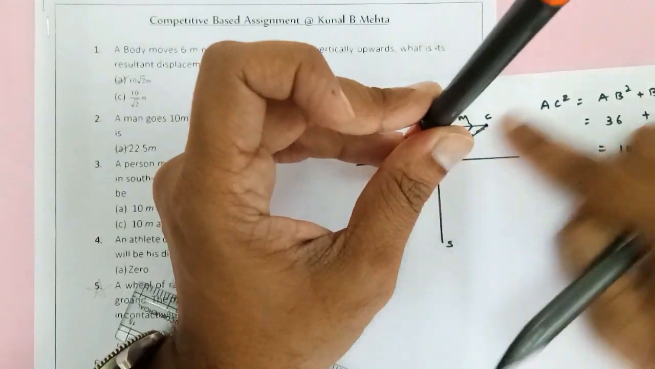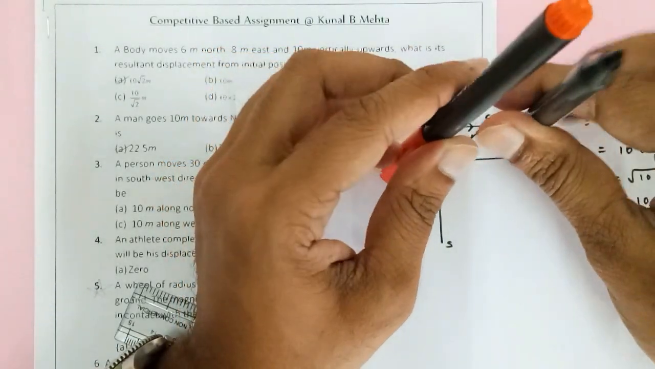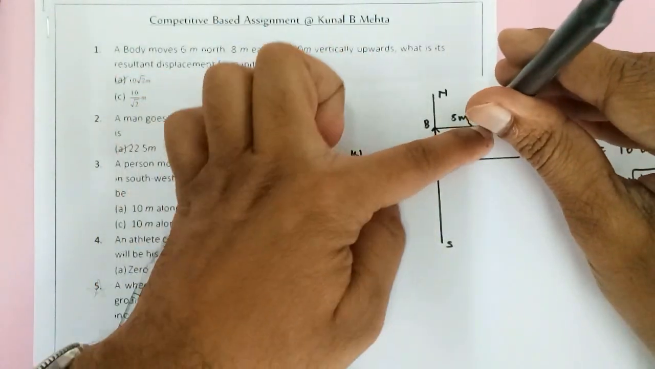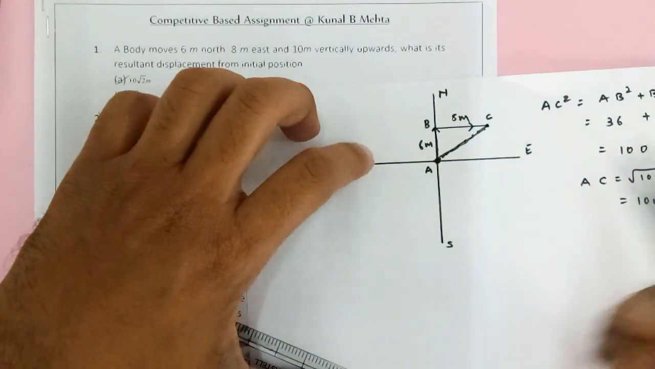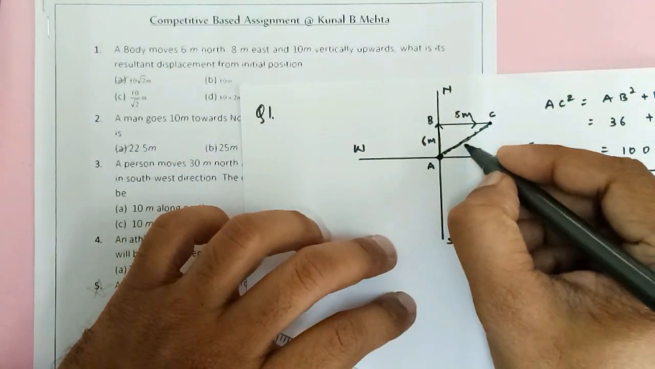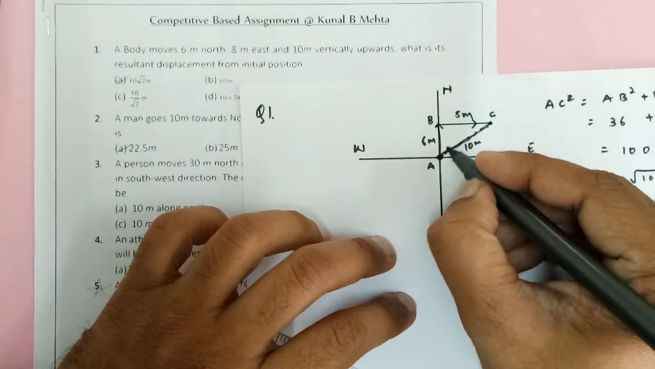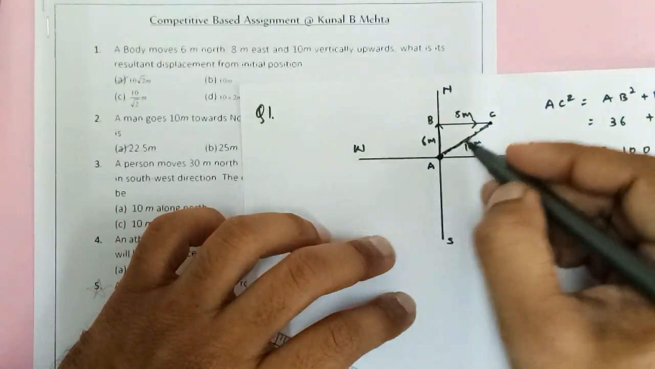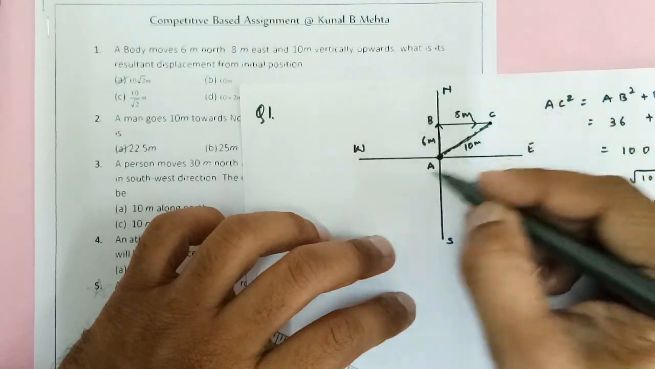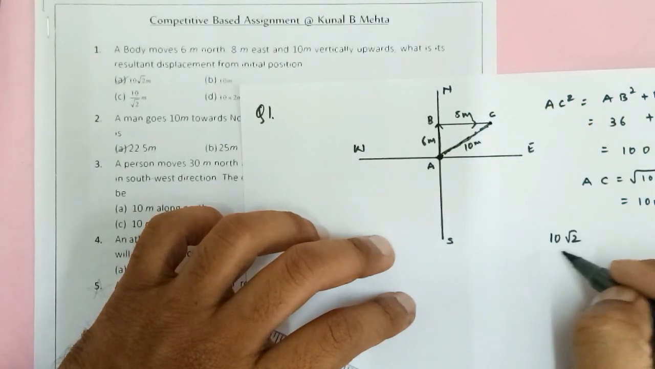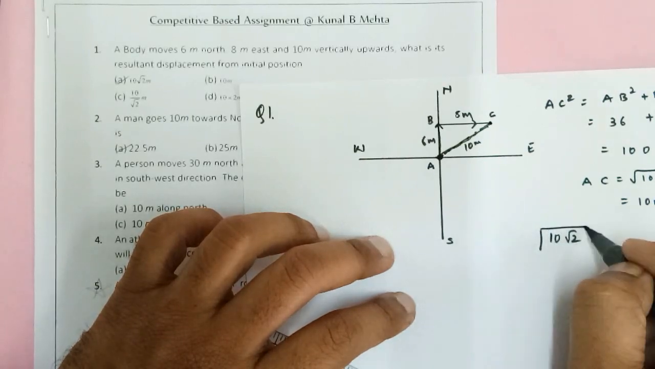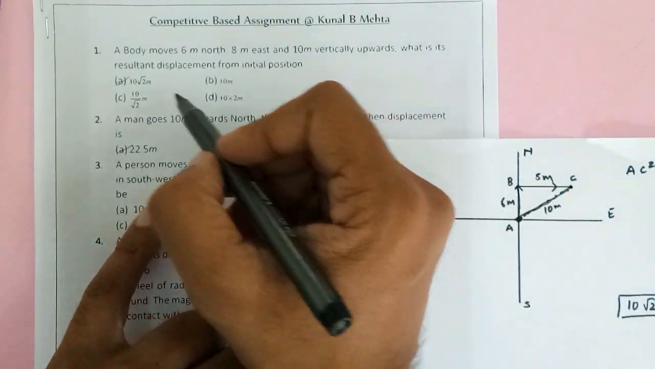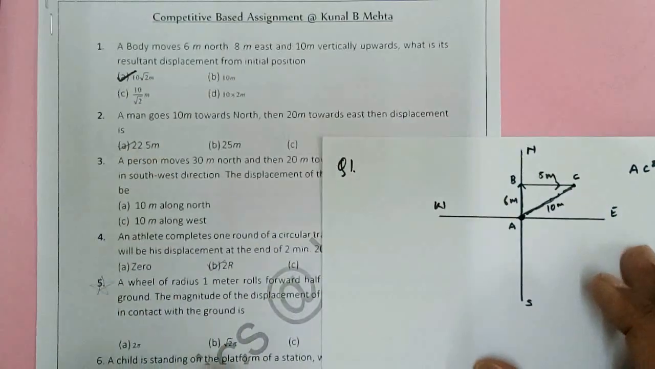So we have already found out the base, we already know about this, so we can easily find out this one. This is 10, this is 10, so this has to be 10 root 2. So again this is 10 meter, this is 10 meters, so final displacement is 10 root 2, because when we have two similar sides of the right angle triangle, the hypotenuse, that is the longest side, would be any one of the sides multiplied by root 2. So this is our answer, 10 root 2 meters. So the correct answer is 10 root 2. A option is the correct answer.